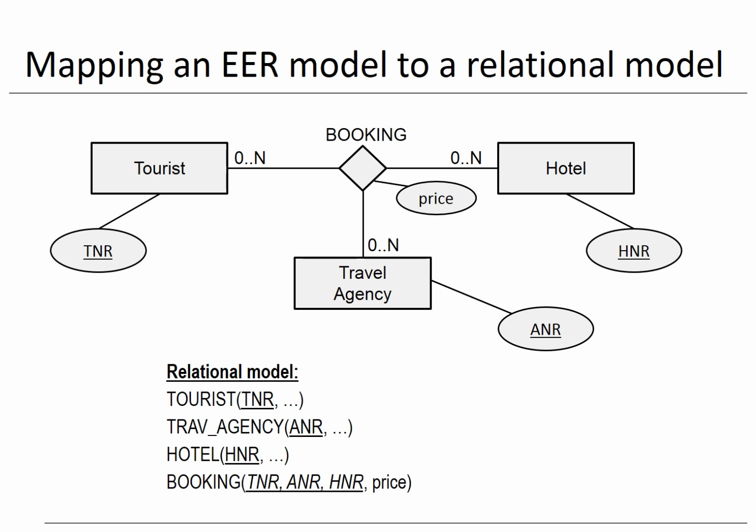The relationship type booking is a ternary relationship type between tourist, booking, and travel agency. It has one attribute type, price. The relational model has relations for each of the three entity types together with a relation booking for the relationship type. The primary key of the latter is the combination of the three foreign keys, as you can see illustrated. It also includes the price attribute. All six cardinalities are perfectly represented in the relational model.